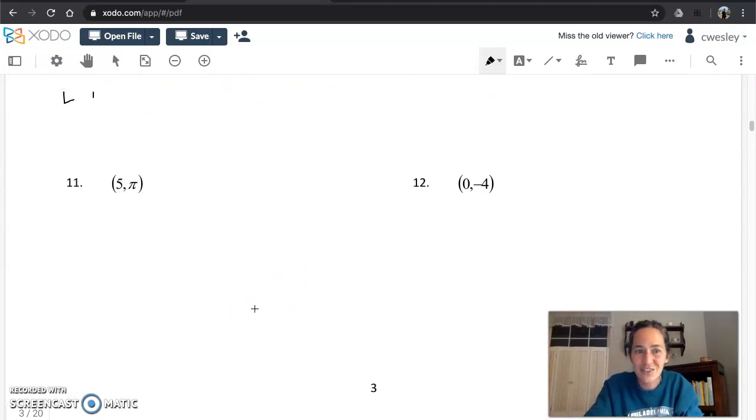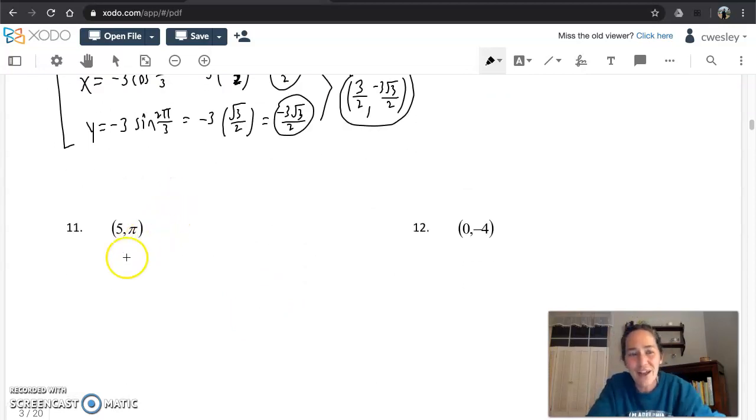11. I wonder if you could think of 2 ways to do 11. I'm going to try it the same way we did 9 and 7, but I wonder if this is a quick way or if I'm just being duped here into doing more work than I need to. 5 cosine of pi, right? X is r cos theta. Y should be r sine theta. So 5 sine of pi.